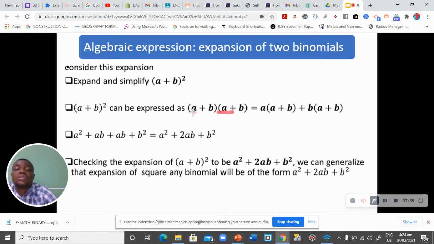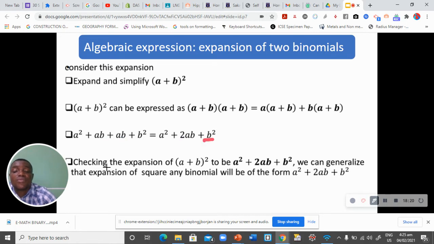So when you do the distribution, this a will multiply a plus b. Then this same b will come and multiply the same a plus b, as we have seen here. So a multiplying a plus b, b multiplying a plus b. When we expand that, a times a gives you a squared. a times b will give us ab. Then b times a will give us ab. Then b times b will give us b squared. So when we arrange a squared, ab, ab, they are 2ab, then b squared.